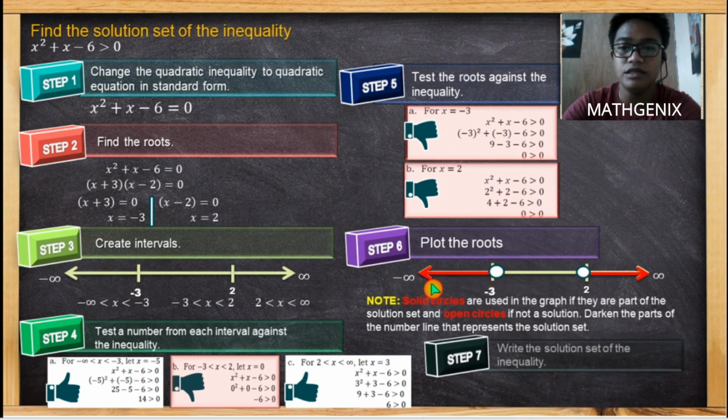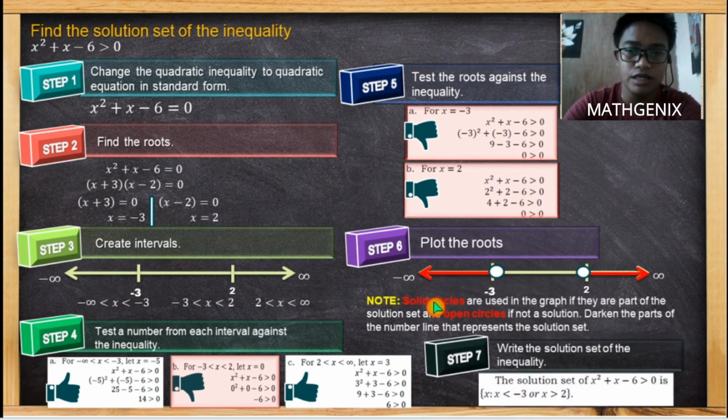So, step 7 is to write the solution set of the inequality. The solution set of x squared plus x minus 6 is greater than 0 is x such that x is less than negative 3 or x is greater than 2. So, ang ibig sabihin nito, less than kay negative 3 ang solutions natin at saka greater than kay positive 2. Not included si negative 3 and 2.